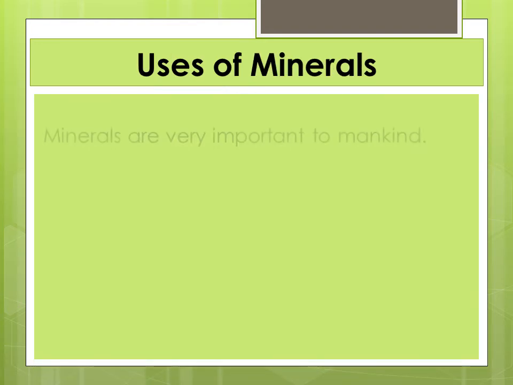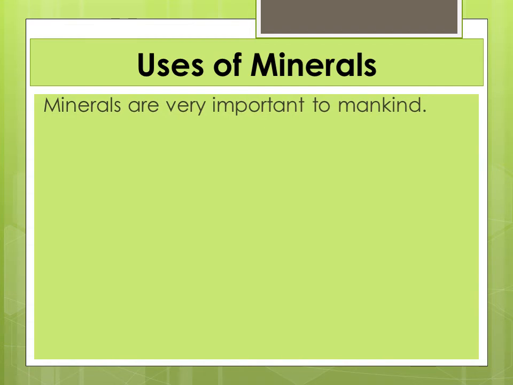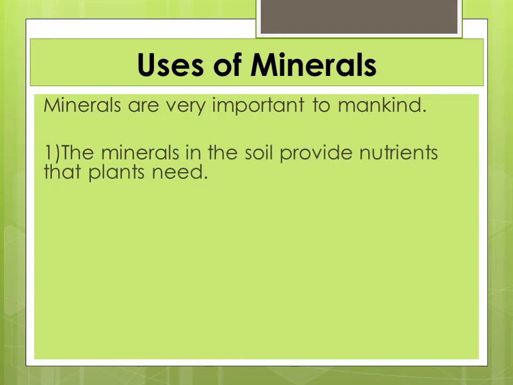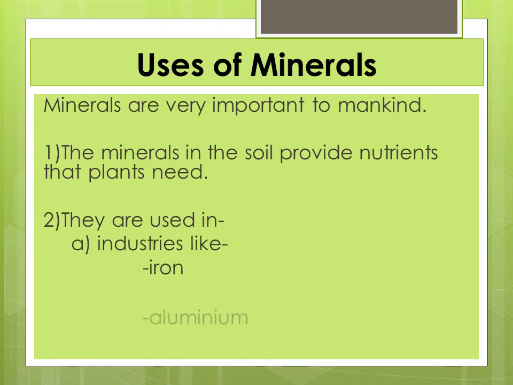Now let's see uses of minerals one by one. Children, minerals are very important and useful to humankind. Number 1, the minerals in the soil provide nutrients to plants that they need. For example, nitrogen, phosphorus, potassium, calcium, magnesium, and sulfur. Number 2, they are used in industries. For example, iron, it is used as a steel. Aluminium, it is used in aircrafts and drink cans. Uranium, it is used by the military in nuclear weapons.